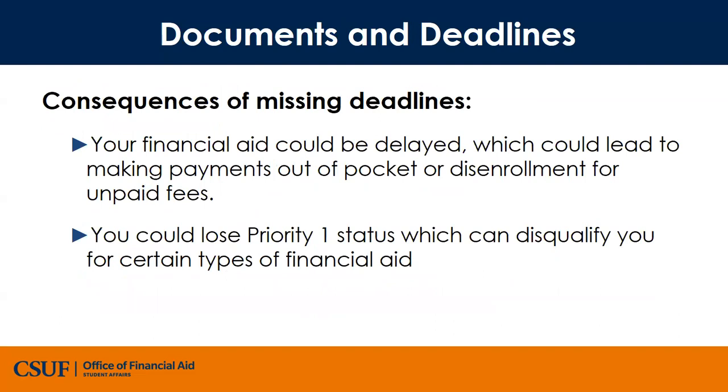Additionally, please keep in mind that there are consequences to missing priority deadlines. First, your financial aid could be delayed, which could lead to making payments out of pocket or disenrollment for unpaid fees. Additionally, you could lose Priority 1 status that can disqualify you for certain types of financial aid.